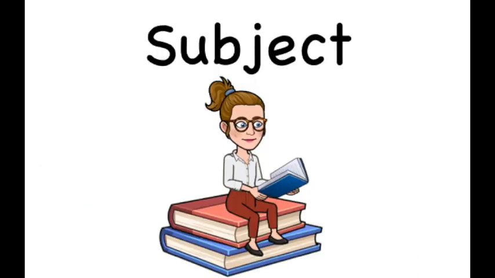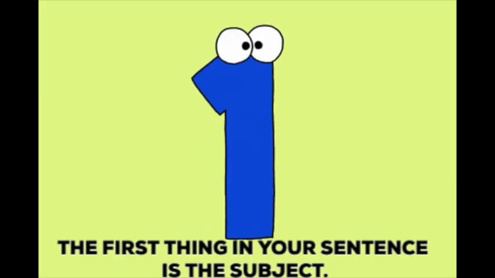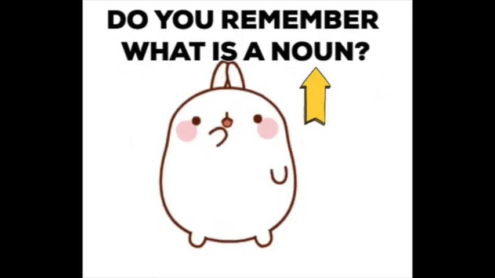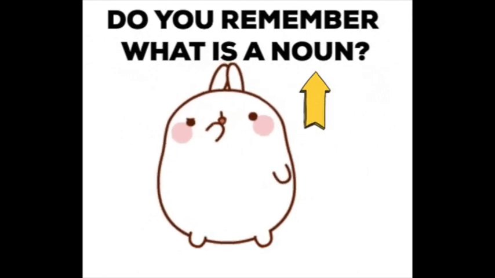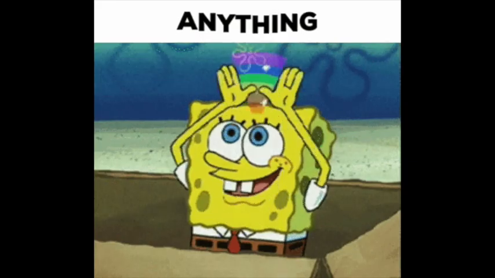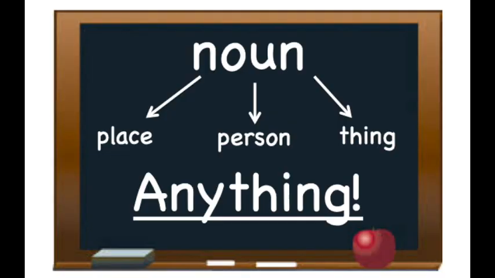So let's start with the subject. The subject of a sentence is the first thing that you put. The very first thing in your sentence is going to be the subject. A subject is going to be a noun. Do you remember what a noun is? So just for you to remember, a noun can be a place, a person, or a thing. So a noun can be anything. So anything that you want to talk about, that goes first in the sentence.